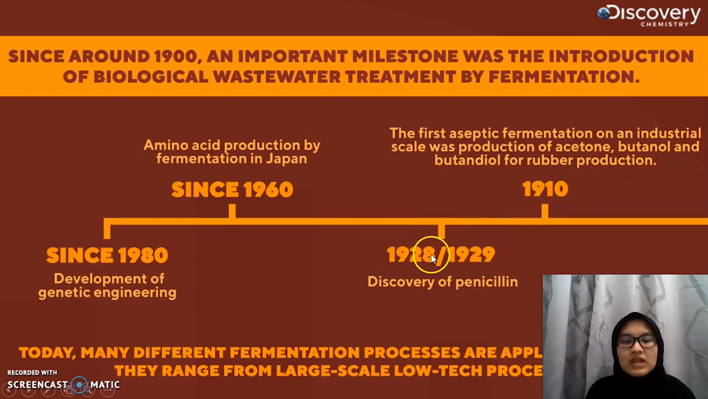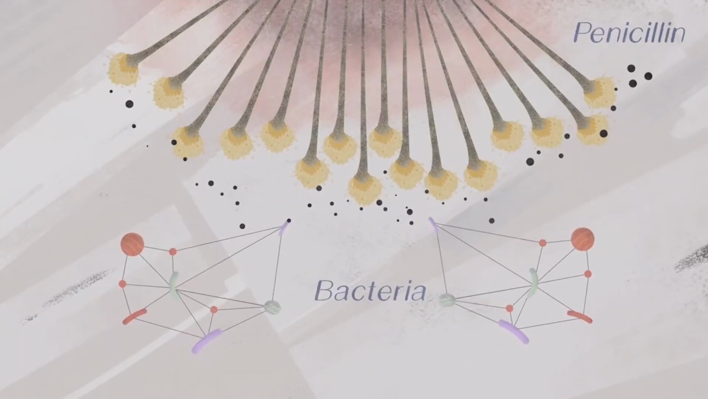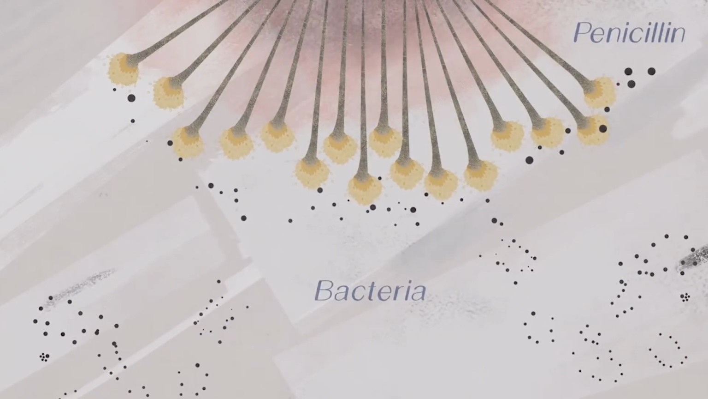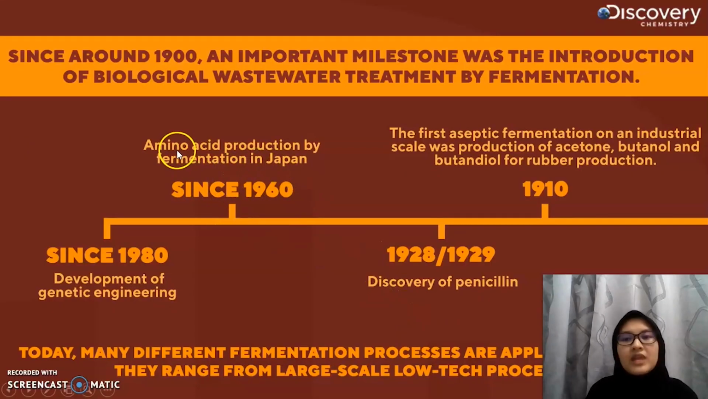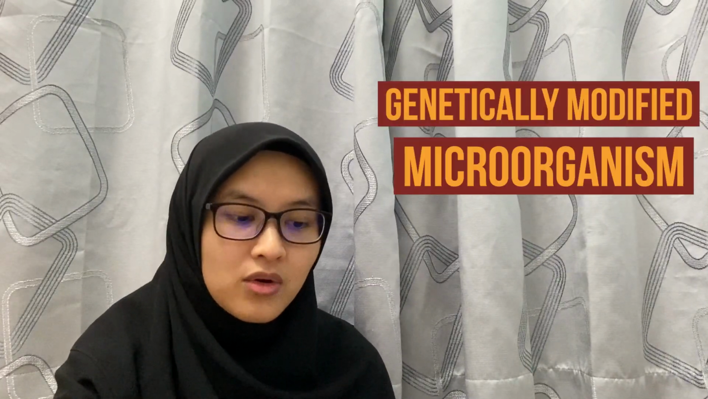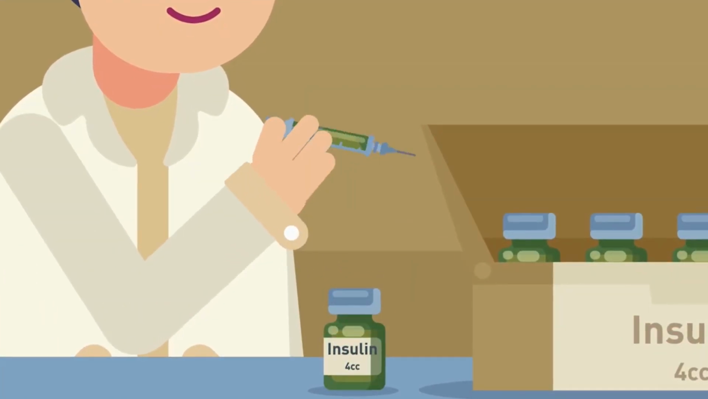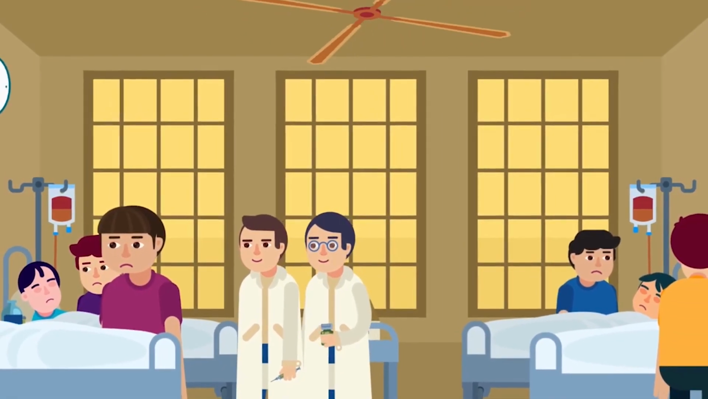In 1928 and 1929, this is when penicillin was discovered. Penicillin was the first antibiotic and the first really effective medication against a bacterial infection. Since 1960, amino acid production by fermentation started in Japan. Since 1980, this is when genetic engineering was developed. The introduction of genetically modified microorganisms and production of insulin also occurred during this era. Insulin was the first commercial product using genetically engineered bacteria for fermentation.